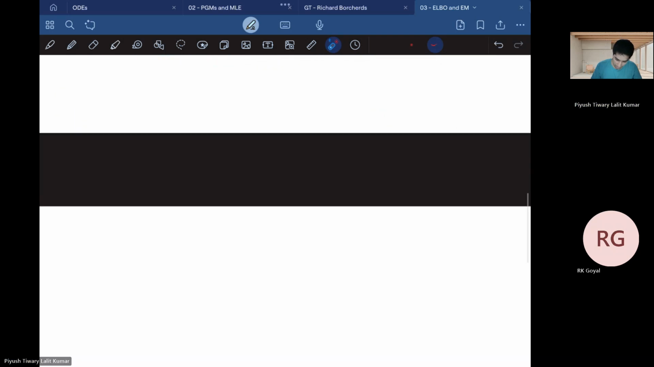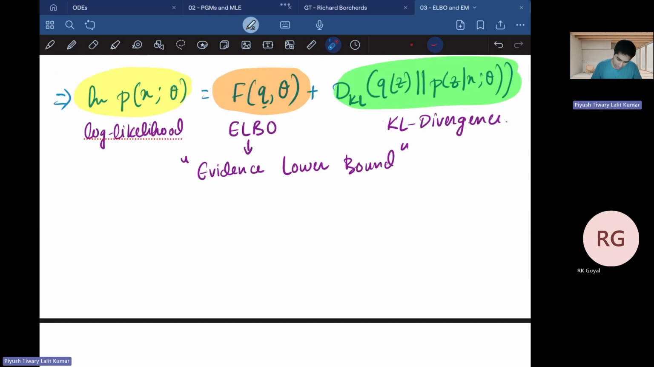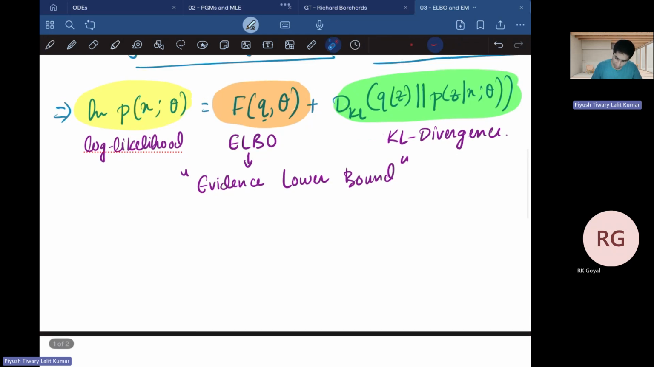Okay, now if you remember from last lecture, we stumbled upon one property of KL divergence, that KL divergence is always non-negative. If we think about it, this term is always greater than or equal to zero, right? So if I remove this term from the sum, F of q comma theta will be less than the log of this log likelihood term, right?